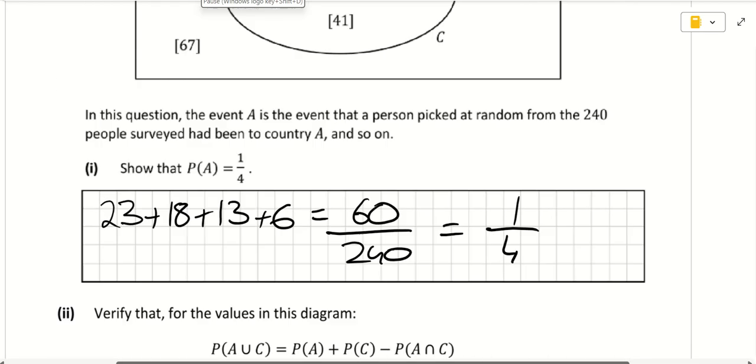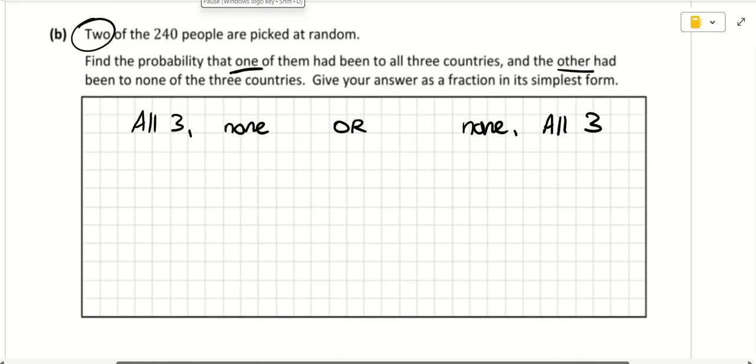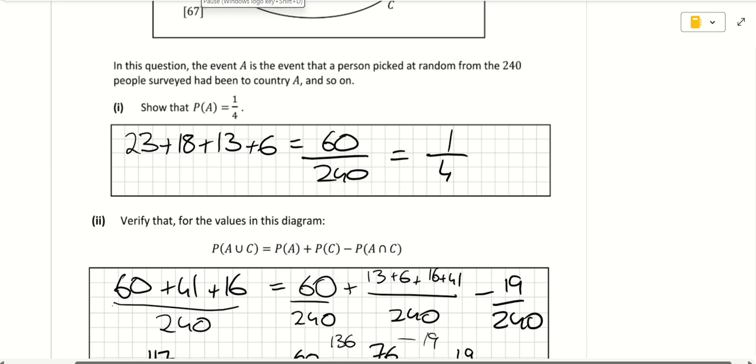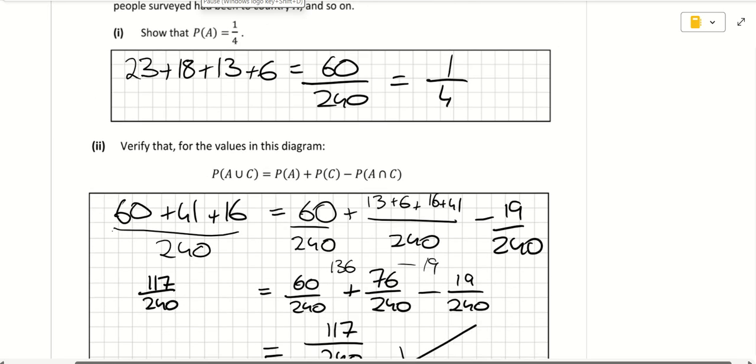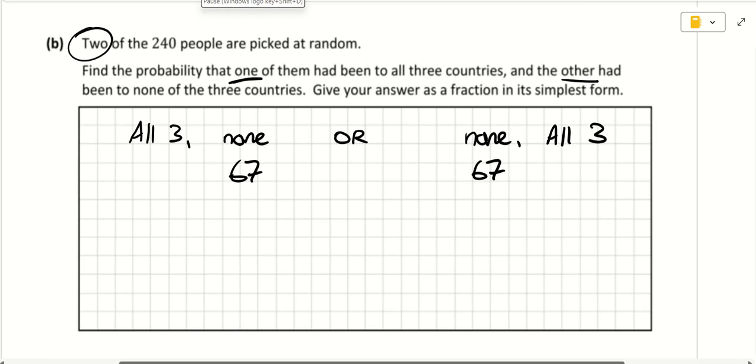So the probability of being to none of the countries was 67. So that would be 67 out of 240. No, sorry, that's the probability of none. None is 67. The probability of being to all three was 6, so 6 out of 240. Now, just the way you have to do this, all three is 6 and none is 67.